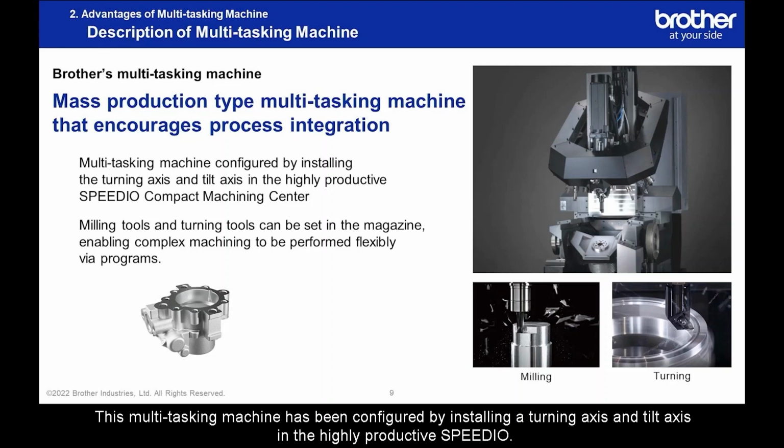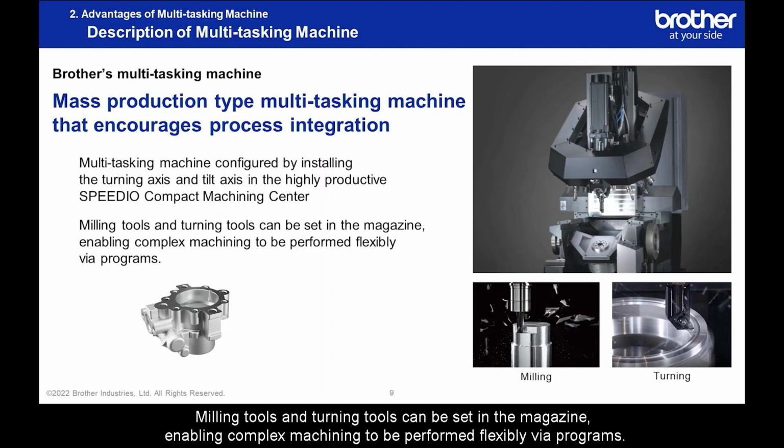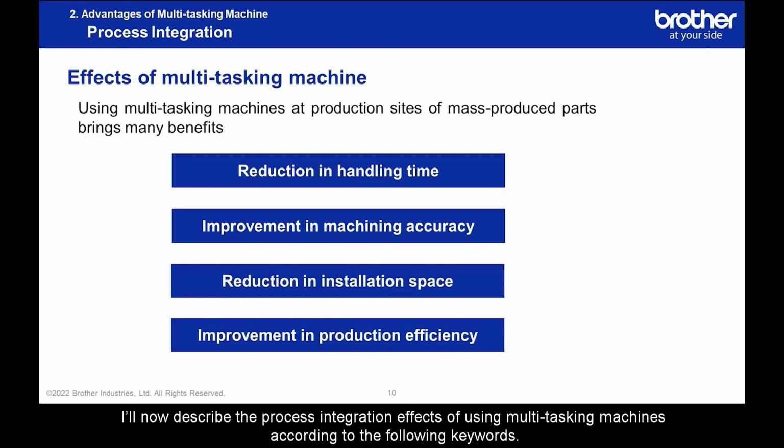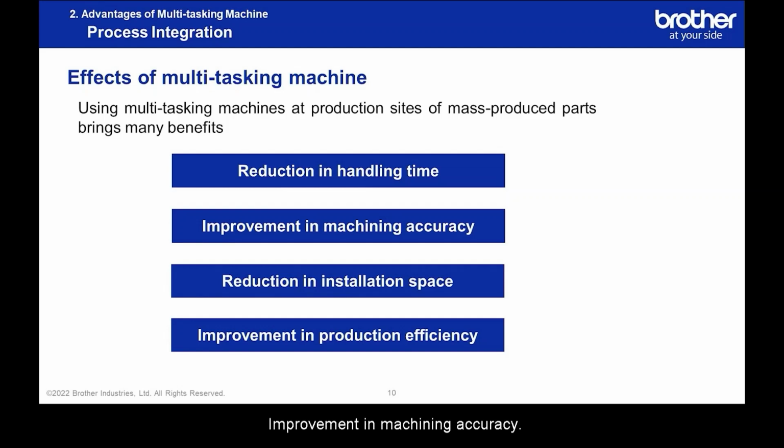This multitasking machine has been configured by installing a turning axis and tilt axis in the highly productive SPEEDIO. Milling tools and turning tools can be set in the magazine, enabling complex machining to be performed flexibly via programs. I'll now describe the process integration effects of using multitasking machines according to the following keywords: reduction in handling time, improvement in machining accuracy, reduction in installation space, and improvement in production efficiency.